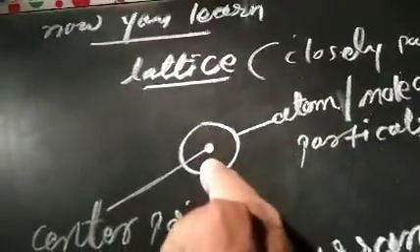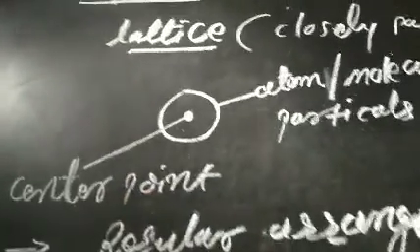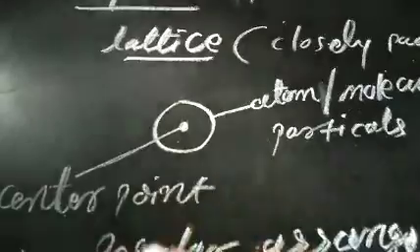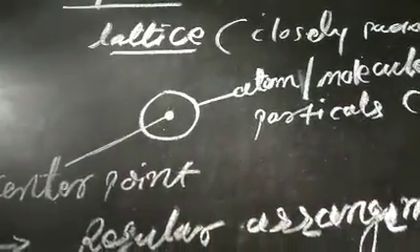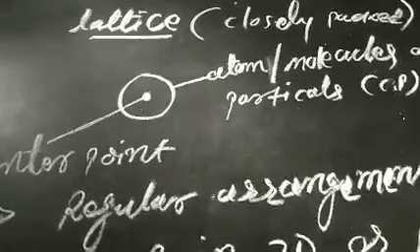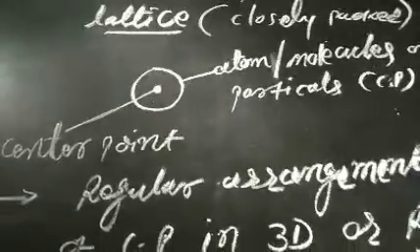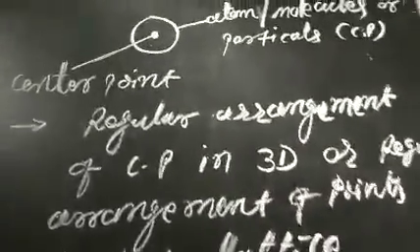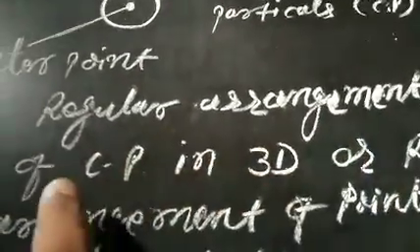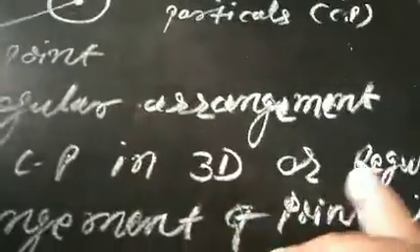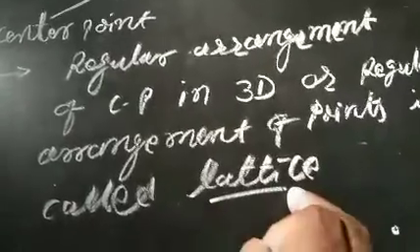And the middle point of this atom is the center point. Okay, so in lattice we take only the center point. It means in unit cell. Okay, when we form lattice, we arrange only the center point of the atom. So now what is lattice? That we see here: the regular arrangement of constituent particles in 3D is called lattice, or regular arrangement of points is called lattice.